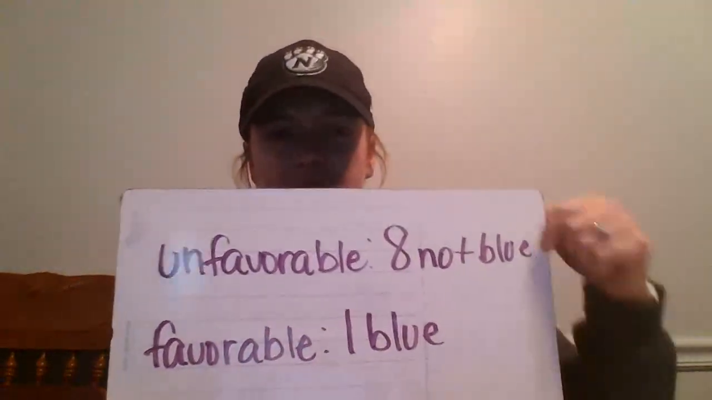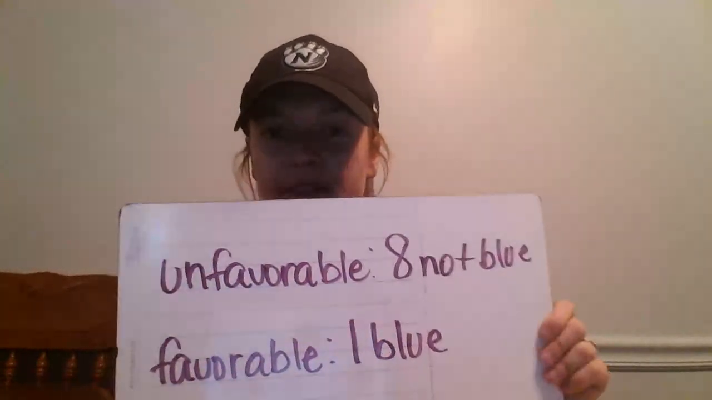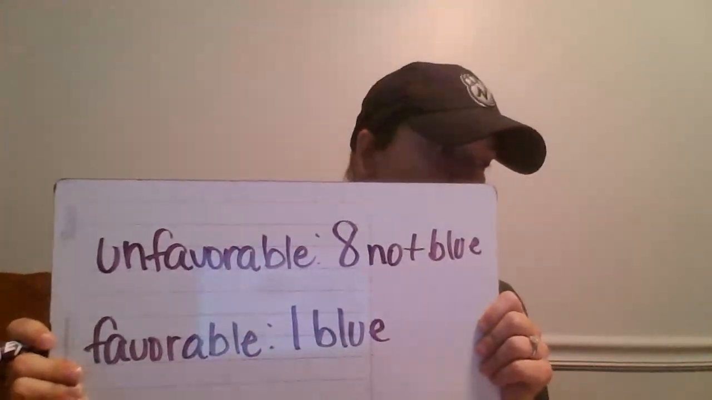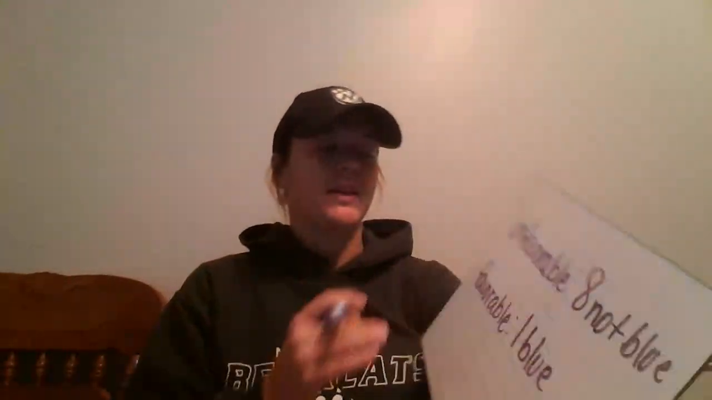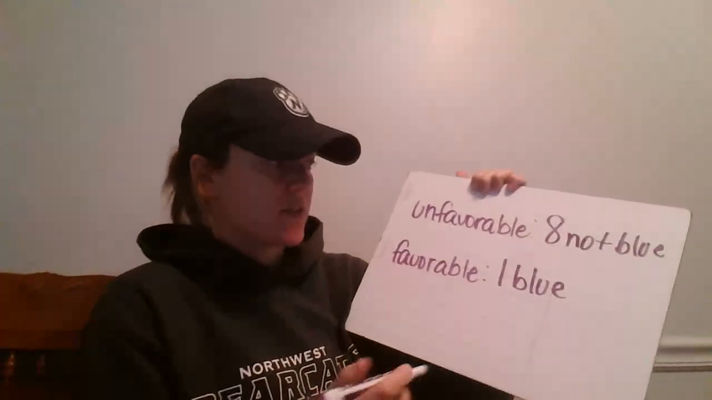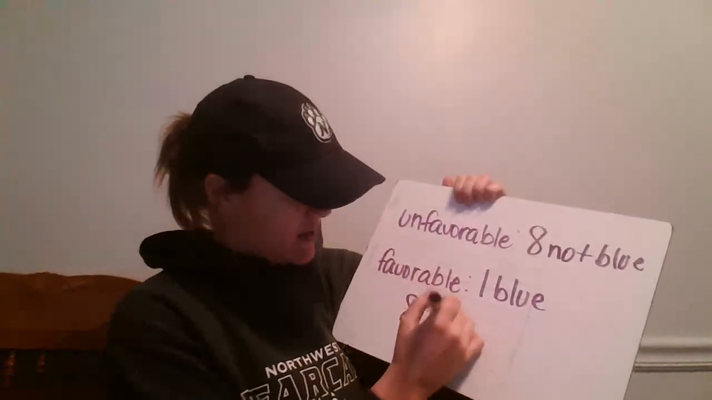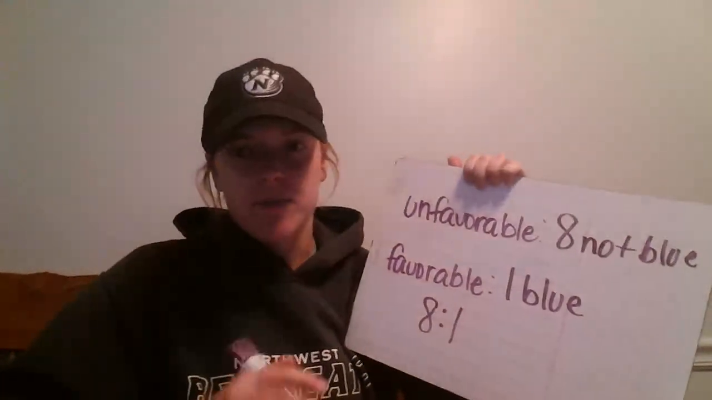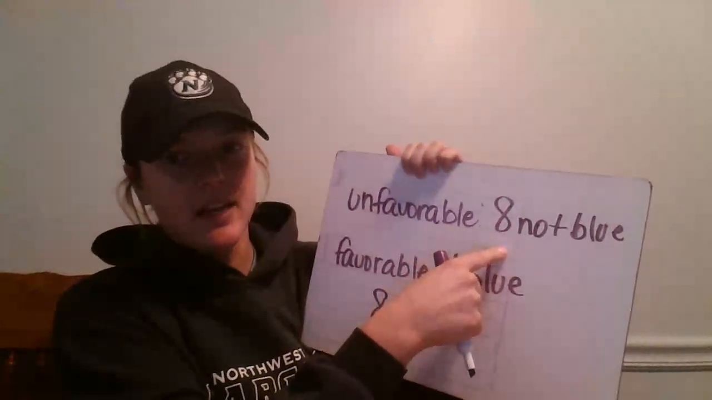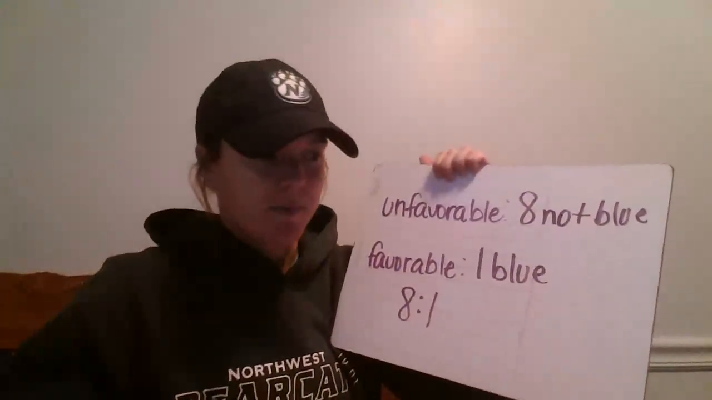Okay, so we see that the unfavorable are the 8 not blue, because that's not what we want to get, and the favorable, which is the 1 blue one. Okay, so if we put it against, it means that we're putting the unfavorable against the favorable. So the ratio is going to be 8 to 1. Okay, because the unfavorable is against what we want to pick. So it's going to be 8 not blue to the 1 blue that we have a chance of picking.